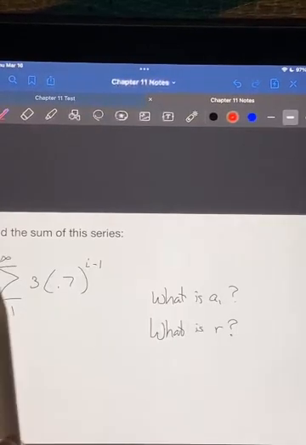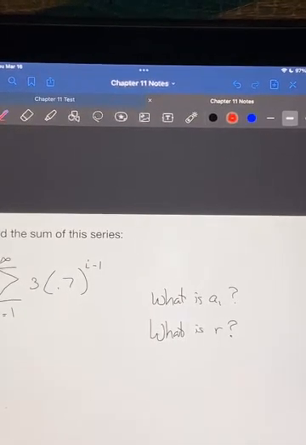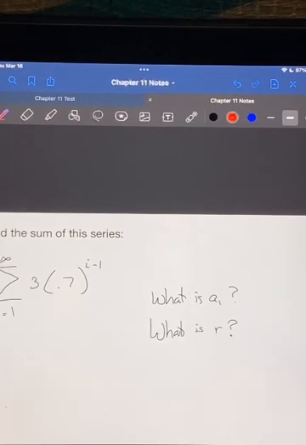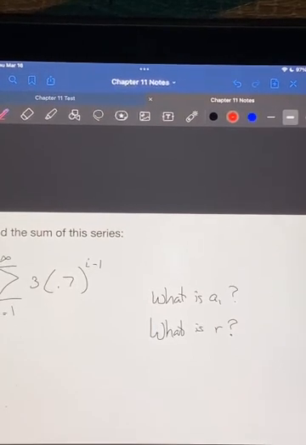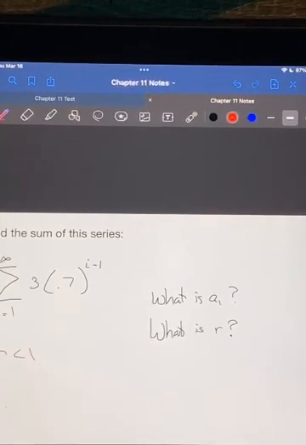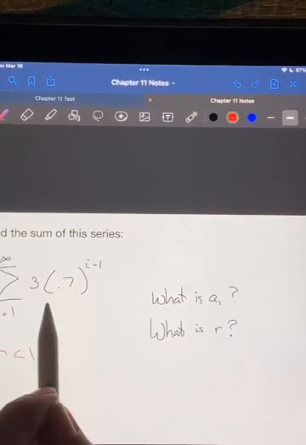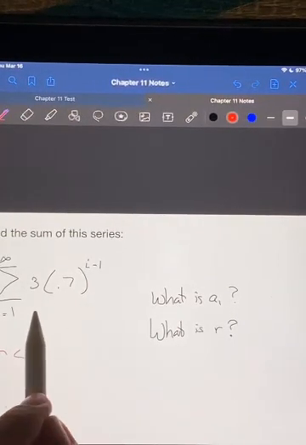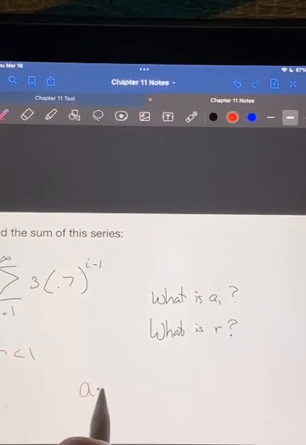So let's look at this one. If it tells us to find the sum of this series from 1 to infinity, we know because it says infinity that it's an infinite series. So the very first thing that we have to decide is, can we even find a sum? To find a sum, we know that our R value must be between 0 and 1. So the first thing that we're going to do is look at our equation that gives us the different values of our sequence. And we know that it's always written A times R to the n minus 1.